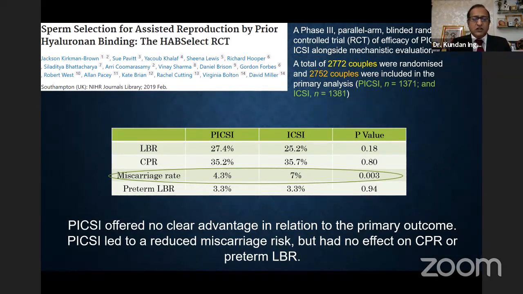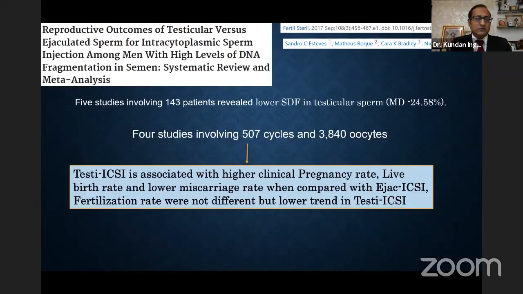So PICSI offered no clear advantage when it comes to the primary outcomes like live birth rate and clinical pregnancy rate, but it has shown some reduction in the miscarriage rate, though it does not have any effect on the preterm live birth rate either. So I think this is another method we have, but not very useful in terms of improving the reproductive outcomes.